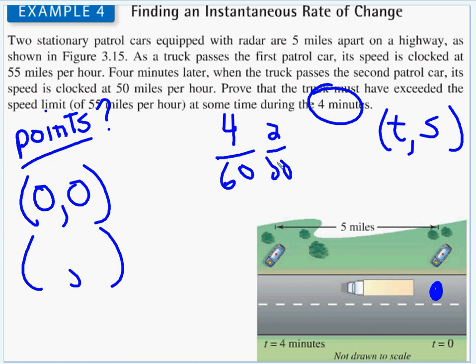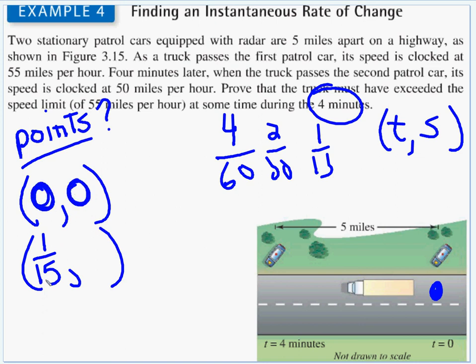And then our S value here is how far past the cop we are. At time 0, we were just passing the cop. 1/15th of an hour later, we've moved 5 miles. So there's our S value for the second point.